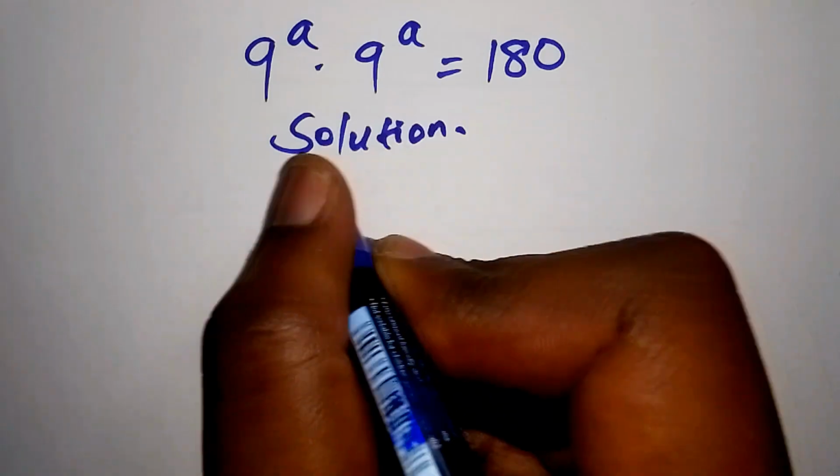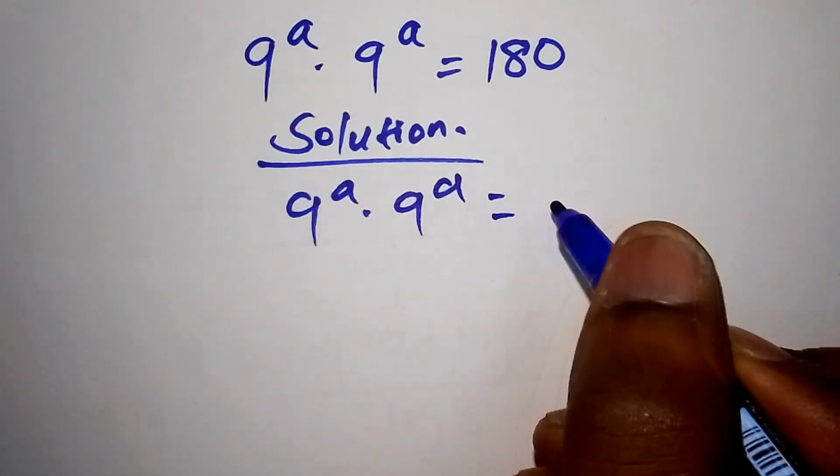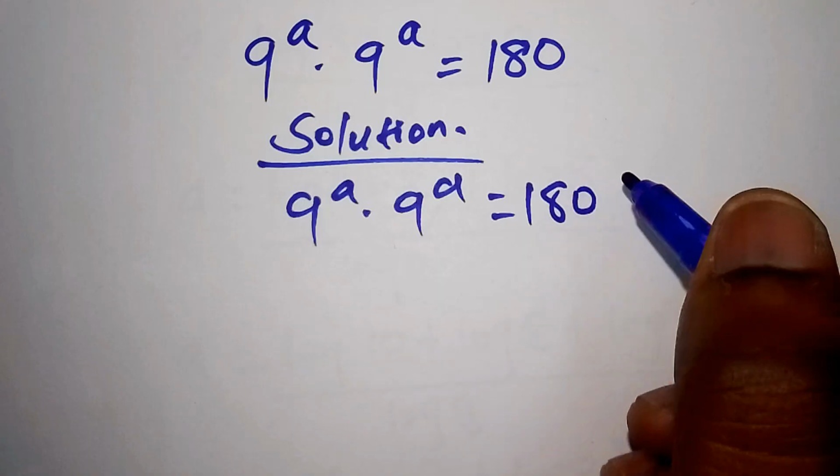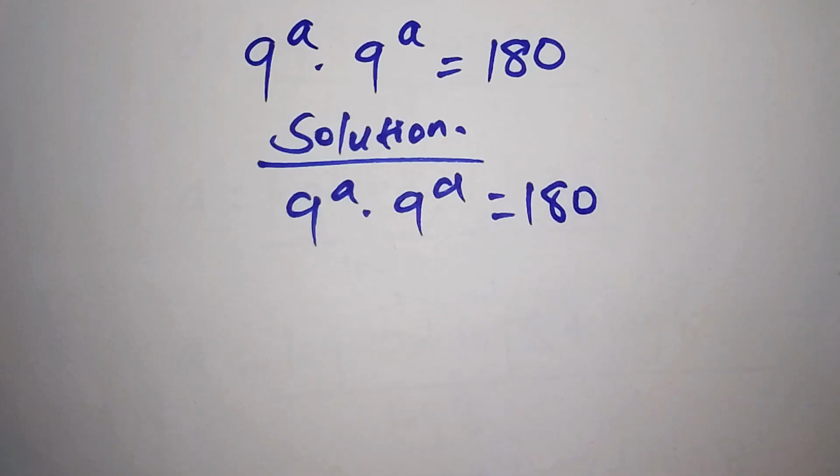So the problem is 9 to the power of a, multiplied by 9 to the power of a, is equal to 180. You can also work it out with me, then from here, comment your answers in the comment section.